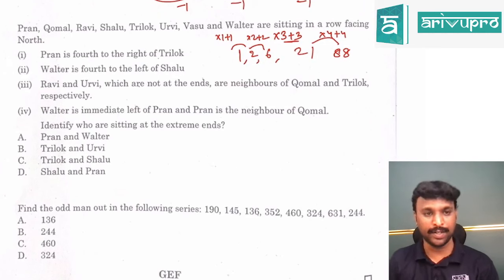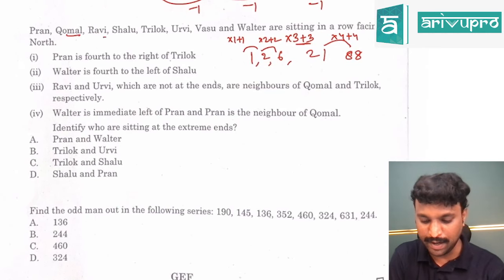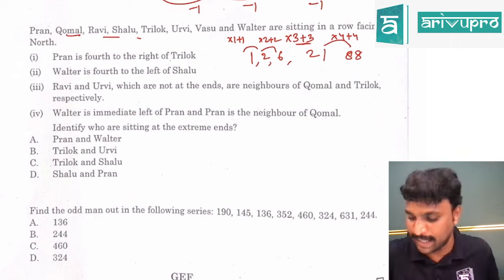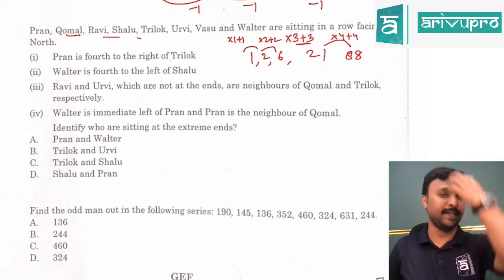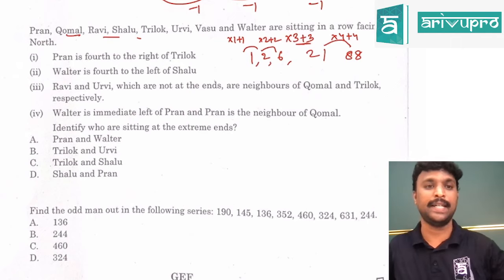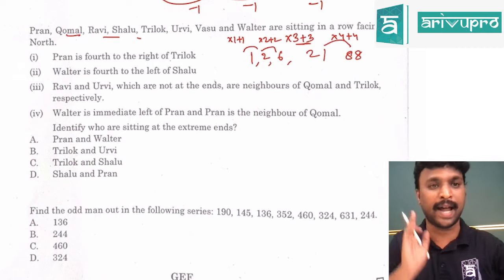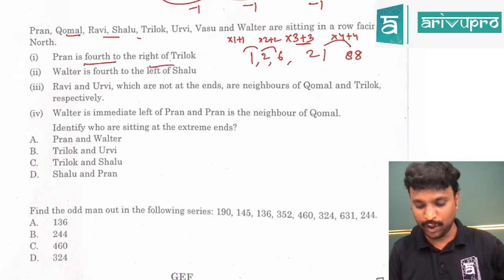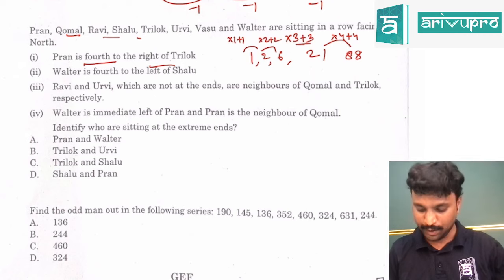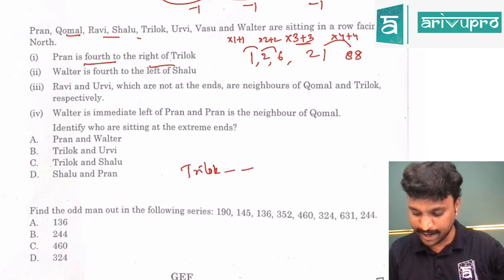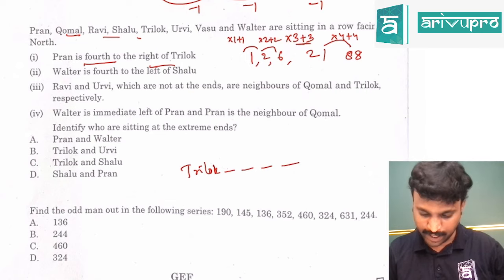Guys, next question about the seating arrangement. Pran, Komal, Ravi, Shalu and so on are sitting in a row facing the north. Guys, when you solve a question on seating arrangement, you have to first of all pick the right statement. Pran is 4 to the right of Trilok. It's a short statement. So Trilok is here, and where is Pran? 4 to the right. First right, second right, third right and fourth right. Here is Pran. Is it clear?